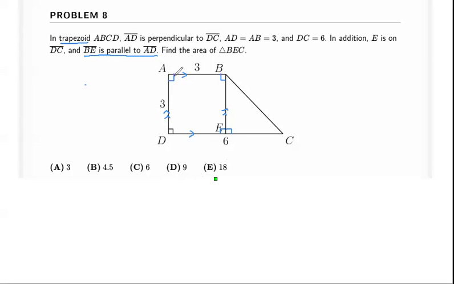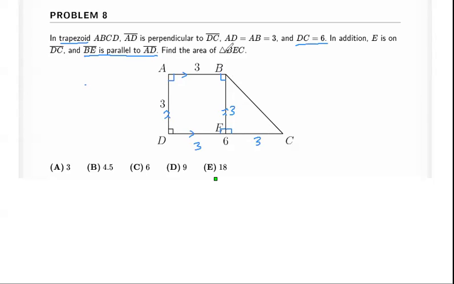Since this is 3 units, DE is also 3, AD is 3, and BE is also 3, which means this is actually a square, which looks like it anyway. And we are told DC is 6 units. Now we know DE is 3, so what's left over is 3 as well. That should be EC.